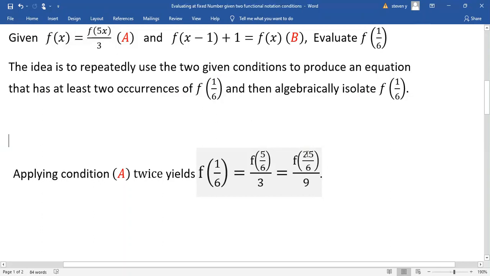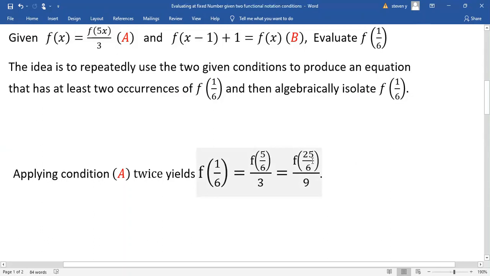Now you may ask, why did I apply it twice? And that was difficult too. I tried to work it by just applying it once, but notice that if you just stick to the f at 5/6 divided by 3 formulation, if you try to put 5/6 into condition B, you get f at -1/6, and the numbers just stay negative as far as I can tell, right? And we're not interested in evaluating this thing at a negative number. We want to evaluate it at the positive value 1/6. And so I applied it one more time.